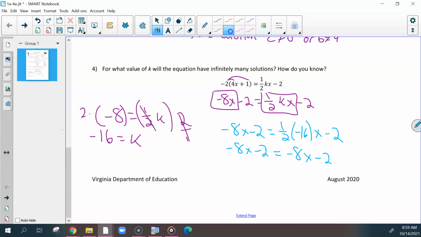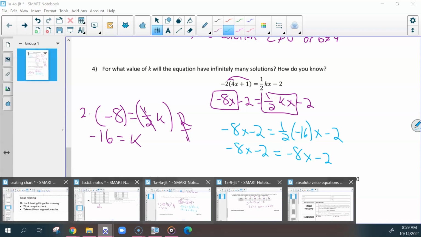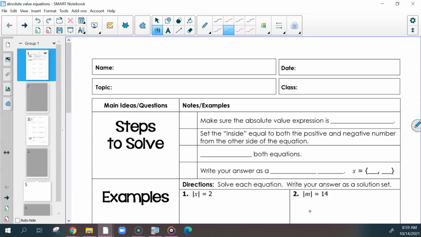So you have your notes on your desk. The last set of notes we're going to do in this unit is solving absolute value equations. So all of our rules for solving equations, those still apply, but it's like an additional step when we solve absolute value equations.